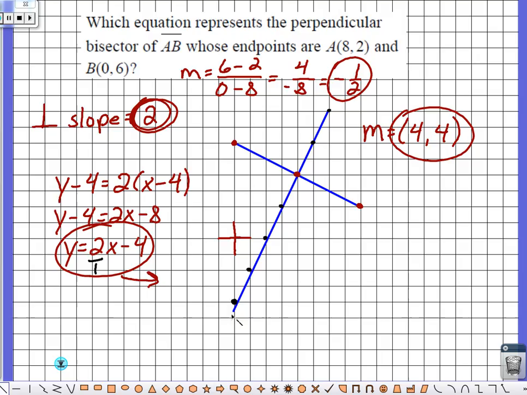There's my perpendicular bisector. Makes sense. Got it across. Any questions? It passes through the middle. It's perpendicular to it. Okay.